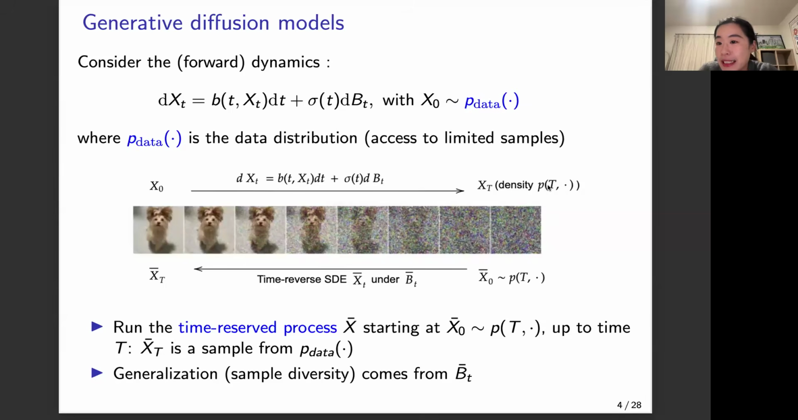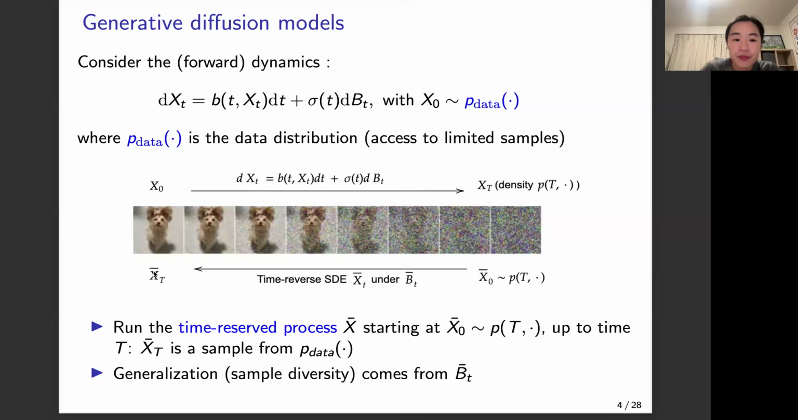If we denote P_T as the marginal distribution of this process, then if we can find a time reverse SDE of the forward process that we use to add noise, we can slowly denoise starting from a sample x0 bar from this P_T distribution. If we can do a time reverse SDE, then at time capital T, we will be able to get a new sample from the ideal distribution P_data because the forward process and the time reverse SDE share the same marginal law.